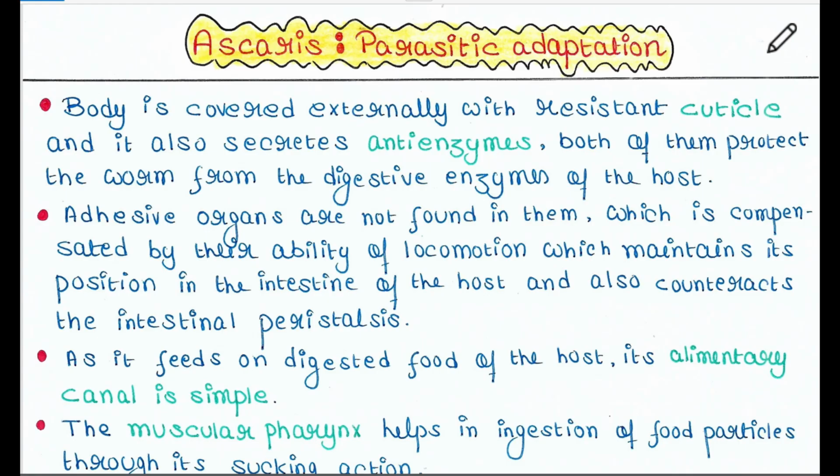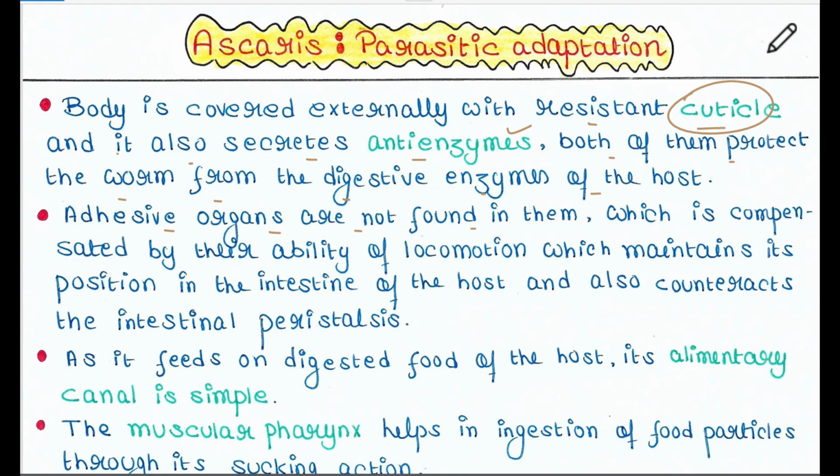Their body is covered externally with a resistant cuticle and it also secretes anti-enzymes. Both of them protect the worm from the digestive enzymes of the host. We already know that they reside inside the small intestine, which is full of different digestive enzymes. They need to protect themselves from the harmful effects of these enzymes. Hence they have a very hard and protective cuticle that is resistant, and they also secrete anti-enzymes so they can survive inside the intestine easily.